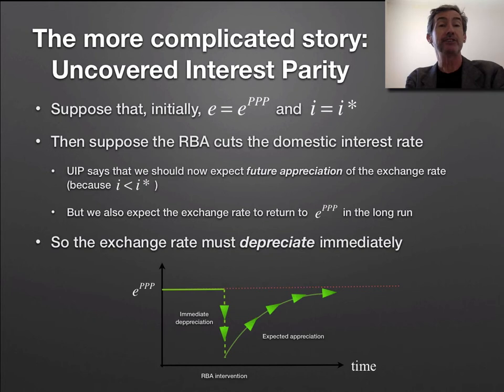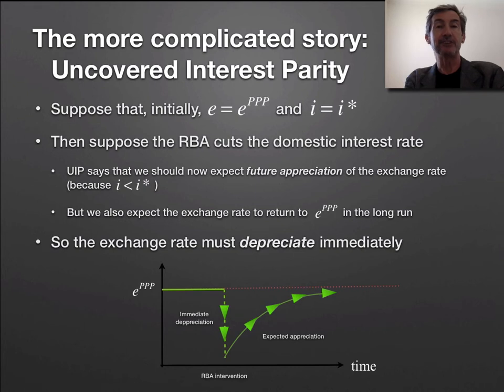Well, what does uncovered interest parity say? It says that now, because domestic interest rates are lower than foreign interest rates, we've got to expect future appreciation of the exchange rate. We've got to expect that the exchange rate looking forward is going to go up. But we also still believe that the exchange rate in the end is going to be tending to this purchasing power parity value. So the only way we can make these things consistent, the only way we can start right now at the purchasing power parity value, expect to end up at the purchasing power parity value, and expect to see appreciation of the currency in the interim is if the currency immediately depreciates.